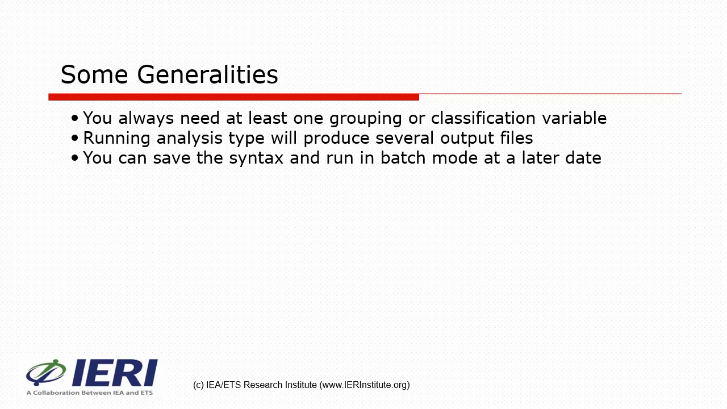Before we work with the Analysis Module, we'll show you a few generalities. You will always need at least one grouping or classification variable, and in the case of PIAAC, this will be the country identifier. When you run the analysis, you will be producing several output files, and you can save the syntax and run in batch mode at a later date.